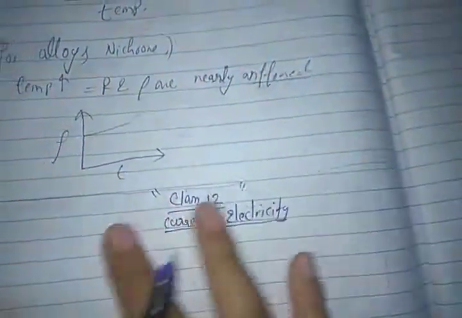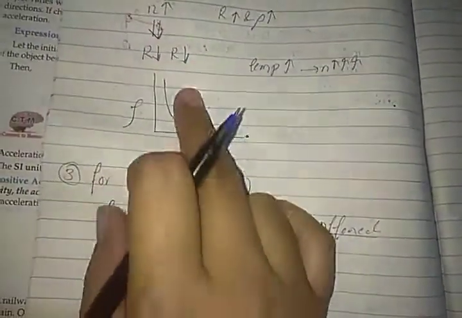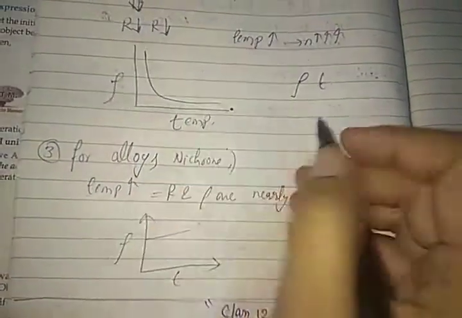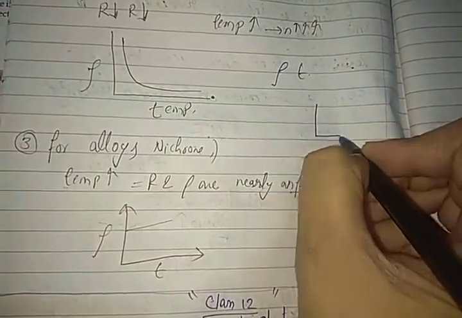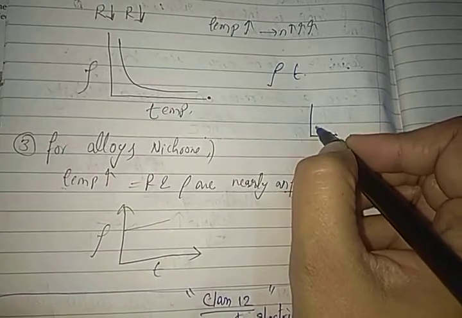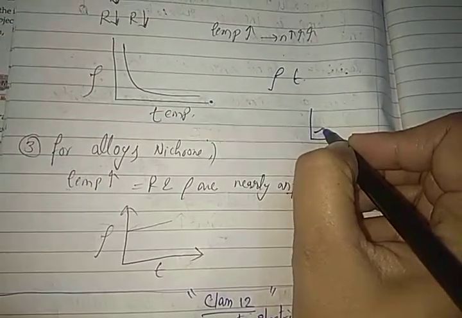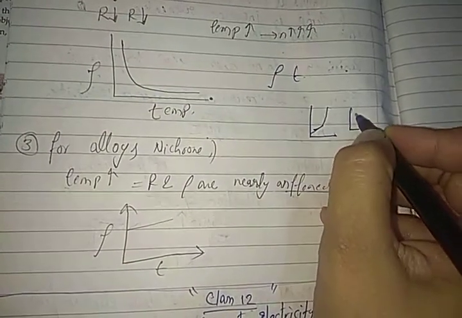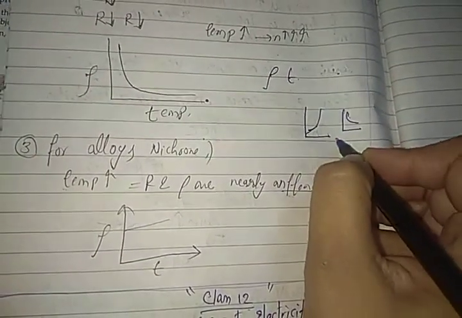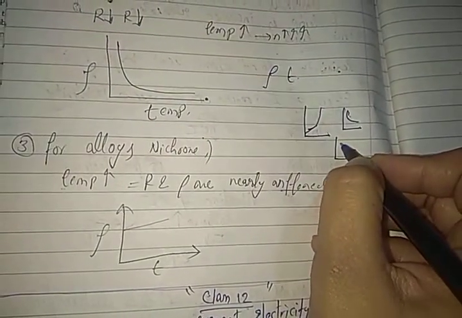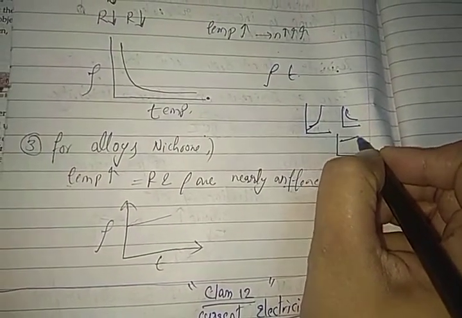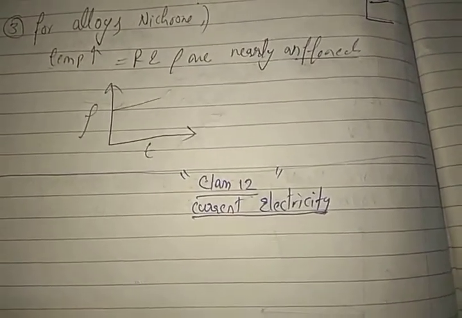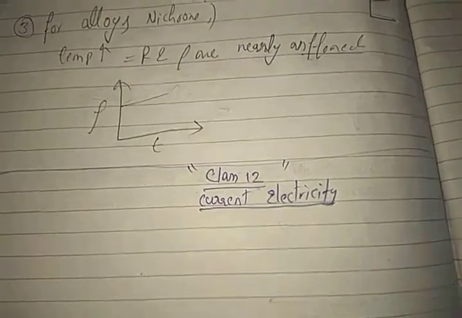more and more. Yesterday we went through these types of graphs, the graphs related to temperature and resistivity. The graph for conductors came like this. For semiconductors it came like this, and for alloys, because alloys don't have much change, it comes like this. Now I'll be telling you today, it is also a part of temperature.